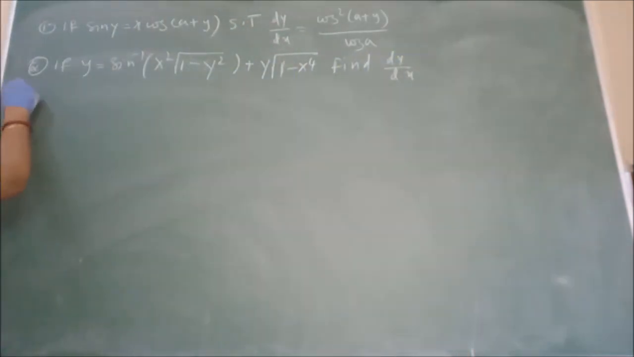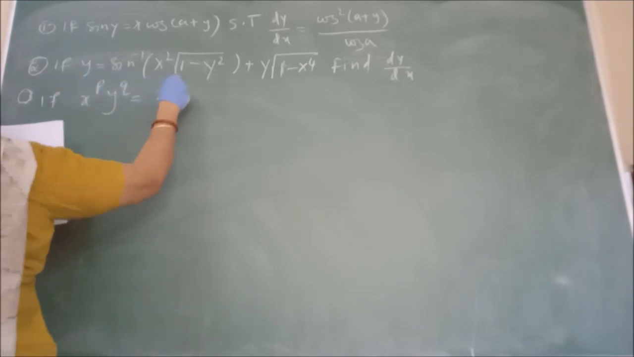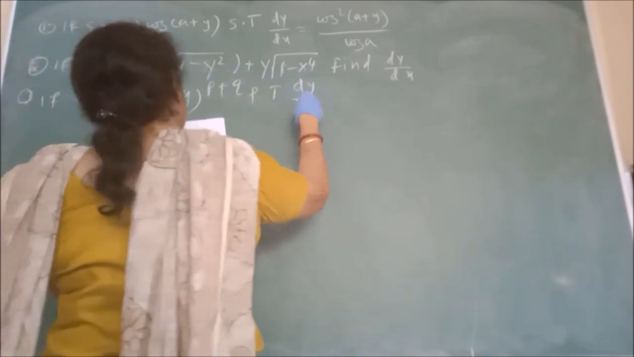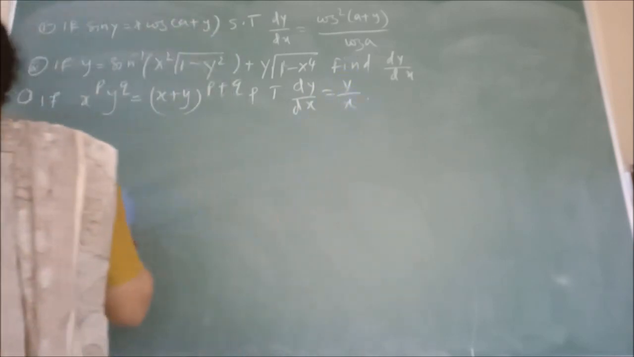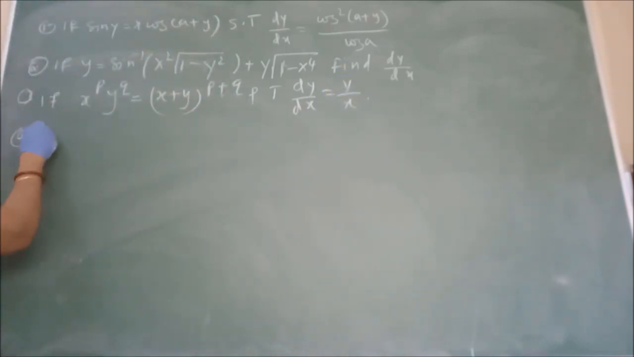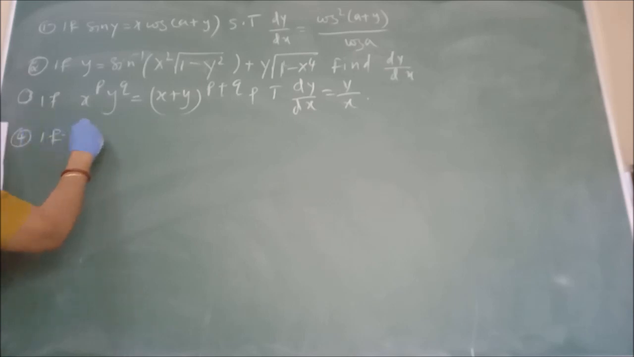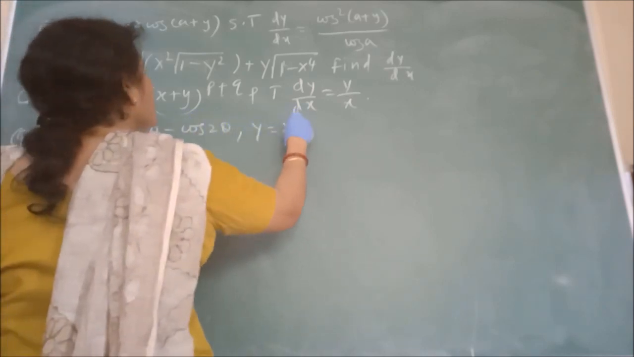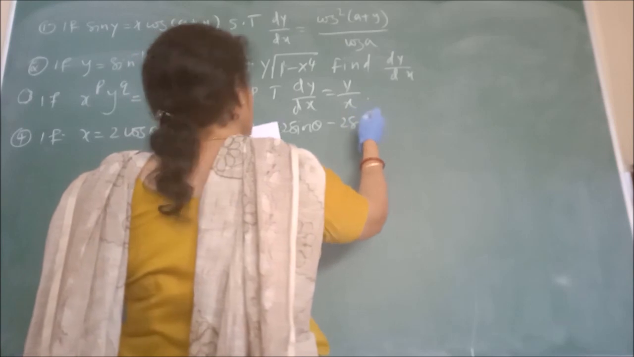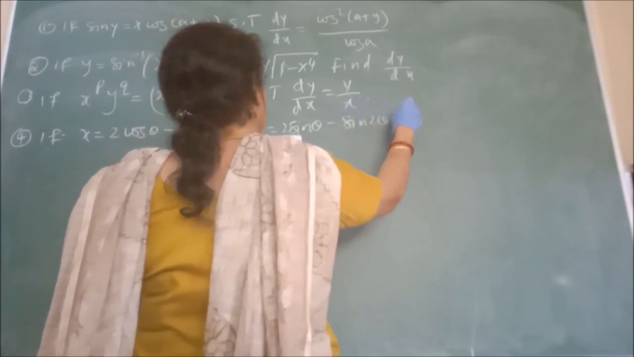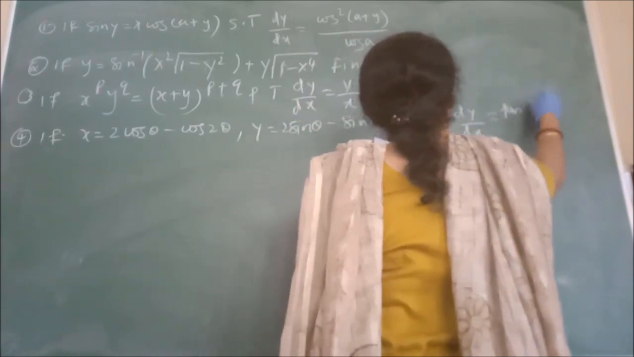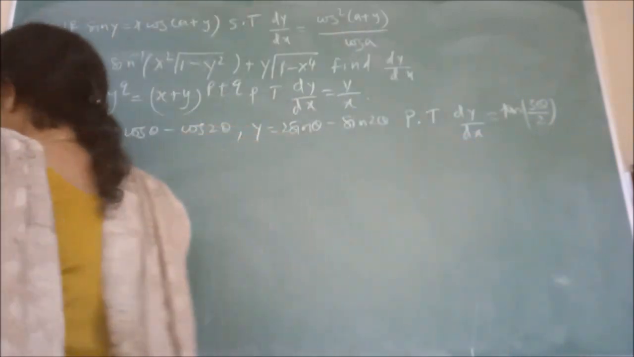Now next, question number 3. If x power p into y power q equals (x plus y) whole power p plus q, prove that dy by dx is equal to y upon x. Now question number 4. If x is equal to 2 cos theta minus cos 2 theta and y equals 2 sin theta minus sin 2 theta, prove that dy by dx is equal to tan 3 theta by 2. Each question I am giving is a board question.